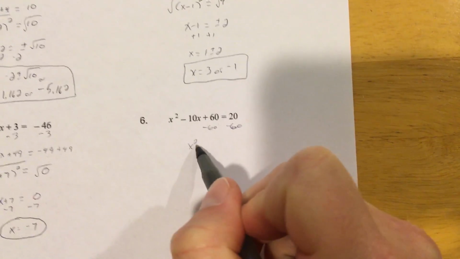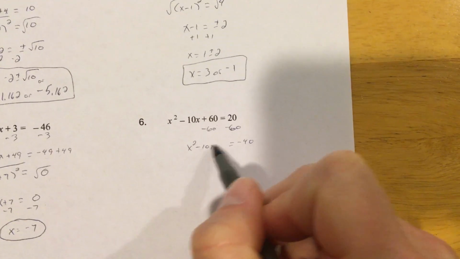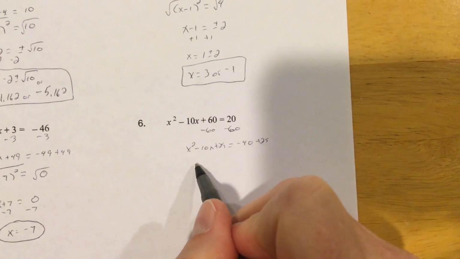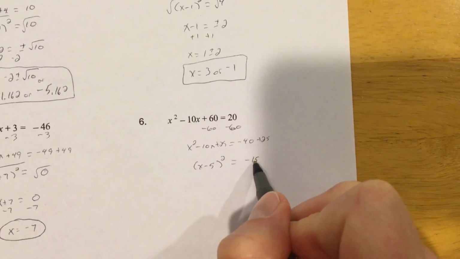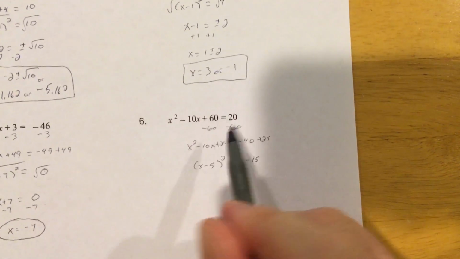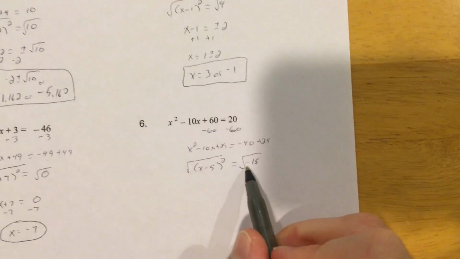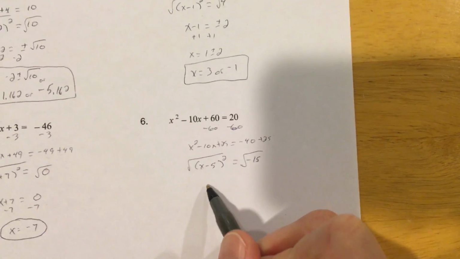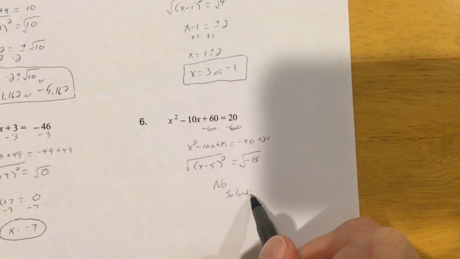All right, we get x squared minus 10x equals negative 40. If I take half of this and square it, I get 25. I add that to both sides. What ends up happening here is I go through the process and I've got a negative on this side. Now that's never happened before, right? When we go to take the square root of that, we can't take the square root of a negative number. That's not a real number. And so in a case like that, as soon as that happens, we write no solution.